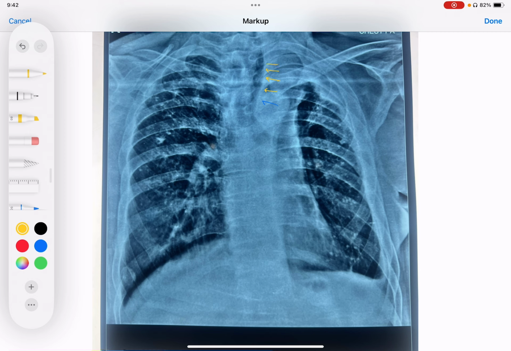So you can see that the trachea is here, the trachea is here. So this is the tracheal margin which we can see. So we can see that the trachea is like this, and the trachea is deviated here. So it is in short shifted to this side.